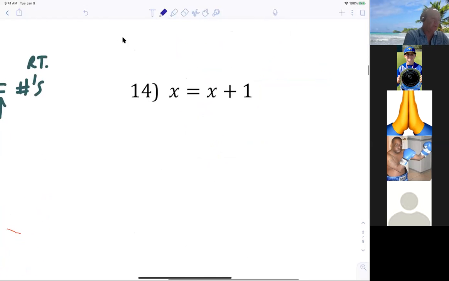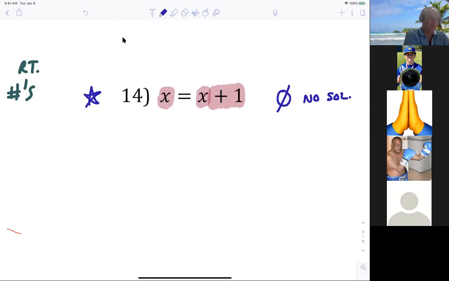Now everybody needs to put a star by number 14. This is something new for you guys. You're supposed to look at this and say, when can a number equal itself plus 1? Is it possible for a number to equal itself and itself plus 1? This in math we say is a contradiction. That is not possible. So if something is not possible, we say there's no solution. That's the symbol for no solution.